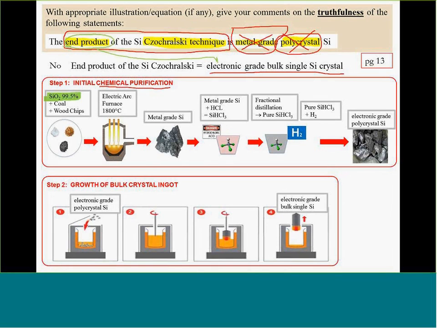But you did show that the metal grade is where it's supposed to be, and the polycrystal is where it's supposed to be, and the last is this electronic grade bulk single crystal. To show that it's not a polycrystal, it is a bulk single crystal. To show that it's not metal grade, I did put the electronic grade. So, I mean, the question itself is already a guidance for you on whether you want to say yes or no. It guides you on how to answer it.